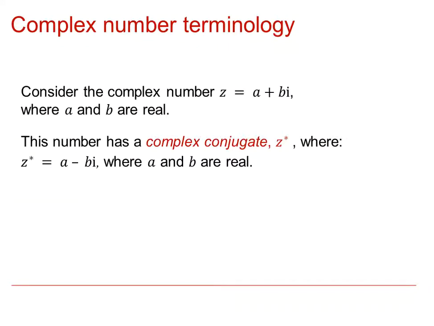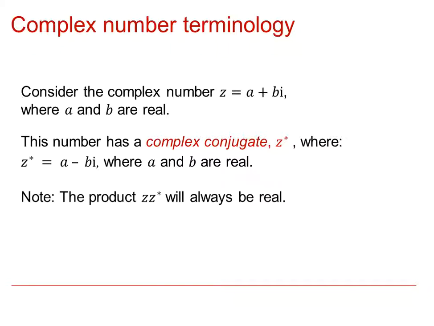If we consider the same complex number z equals a plus bi, this number has what's called a conjugate pair, z star, where z star in this case would equal a minus bi, and again a and b need to be real.